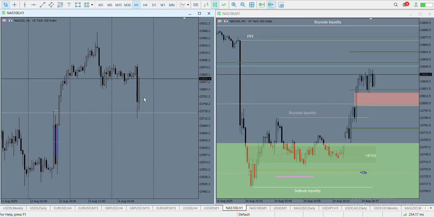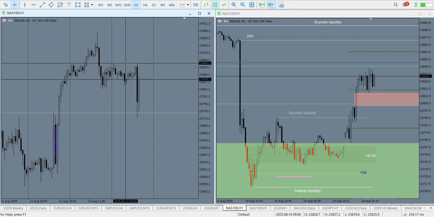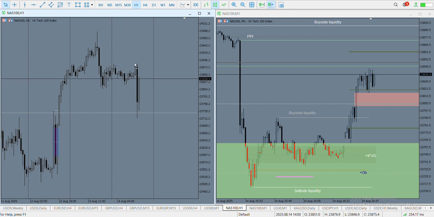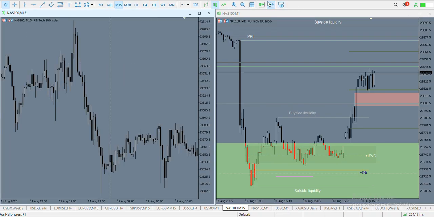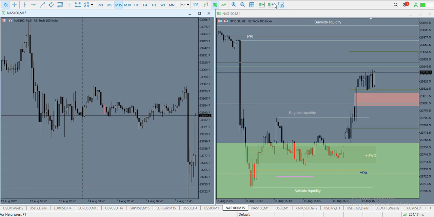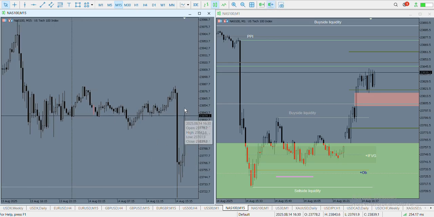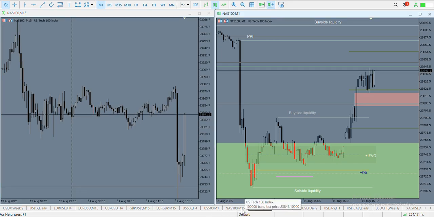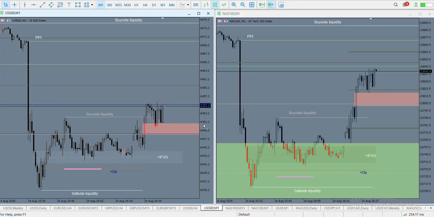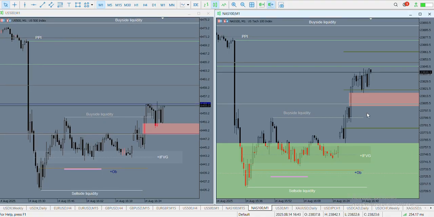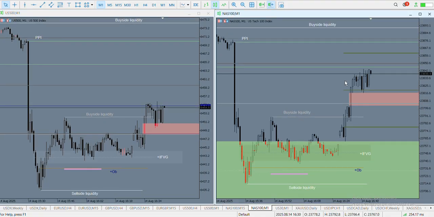So it's really difficult to be going long, even though we have relative equal highs here that I want to see price trade into. It's really difficult for me to be going long and anticipating price to start drawing higher smoothly. And we're going to see what we mean by that.